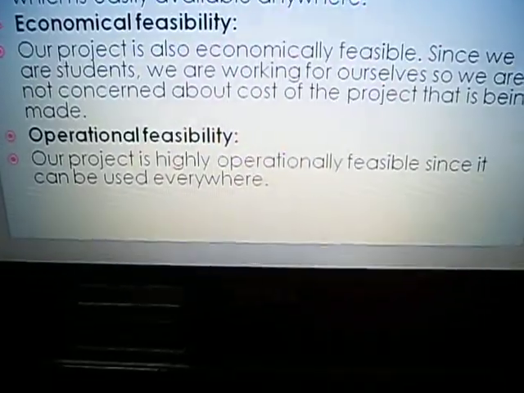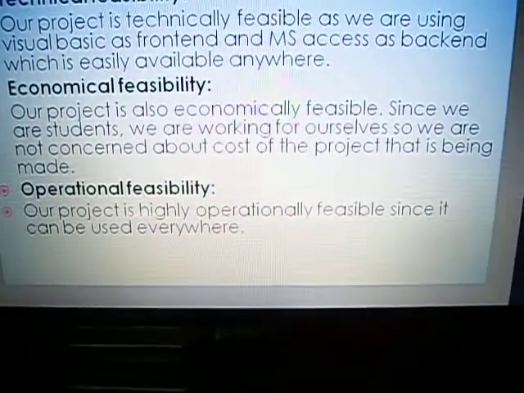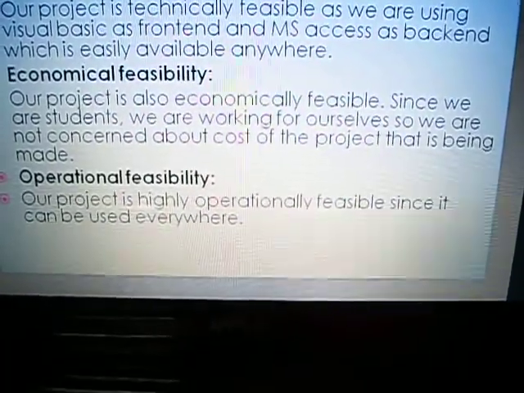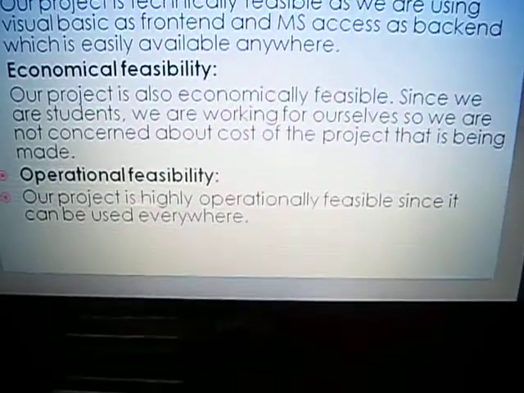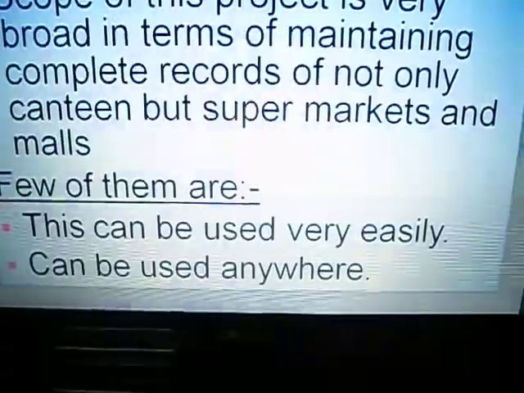The economic feasibility. Our project is economically feasible. Since we are students and we are working for ourselves, so we are not concerned about cost of the project that has been made. Operational feasibility. Our project is highly operational feasible since it can be used everywhere.